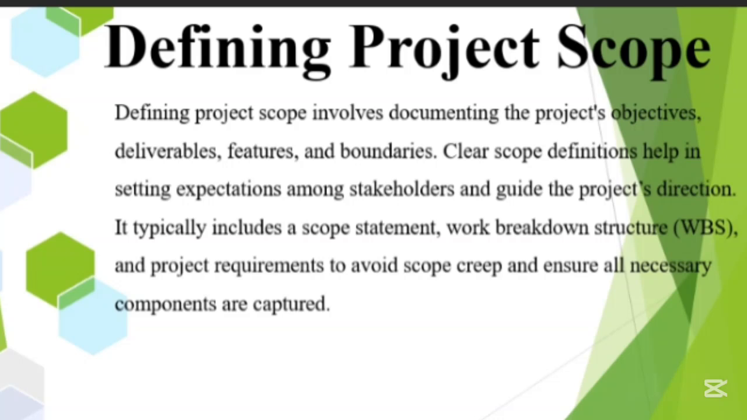I'm Susanna Yantinkese, and I'll be talking about project scoping. I'll first define project scoping. Project scoping involves documenting the project objectives, deliverables, features, and boundaries. Clear scope definitions help in setting expectations among stakeholders and guide the project's direction. It typically includes a scope statement, work breakdown structure, and project requirements to avoid scope creep and ensure all necessary components are captured.